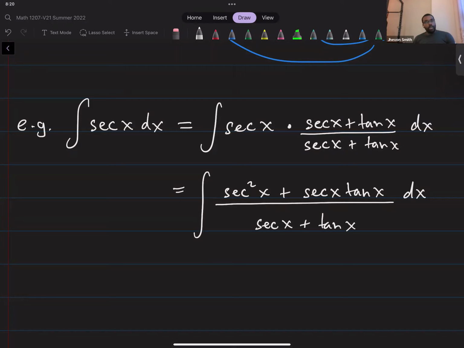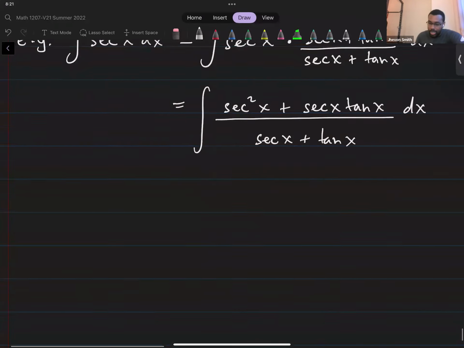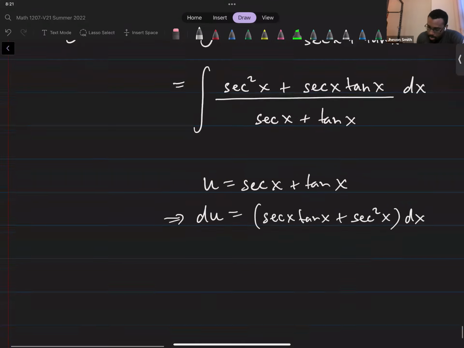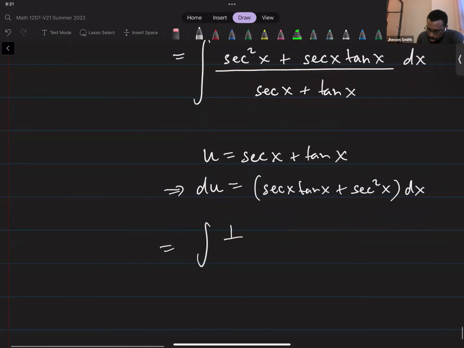And at first you might think that that looks a lot worse, but when you look closely, you realize that, oh, that's actually a great situation to be in, because the derivative of tangent is secant squared, and the derivative of secant is secant tangent, which basically means that the numerator is the derivative of the denominator, which means a u sub can work. So this becomes the integral of 1 over u essentially.